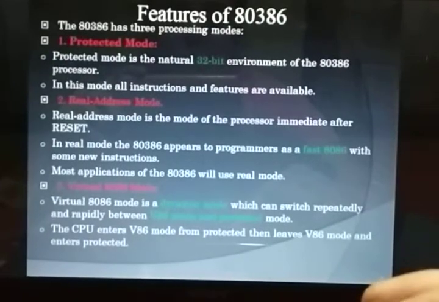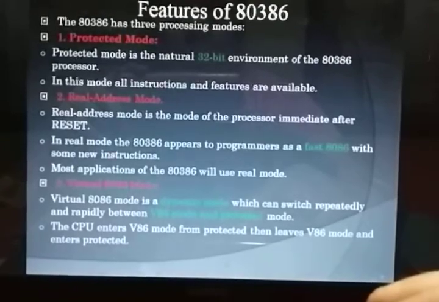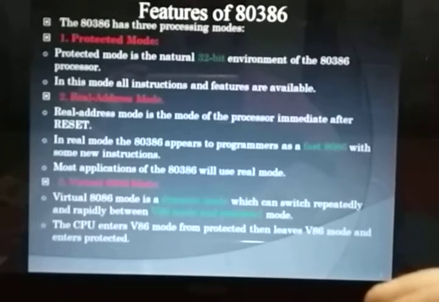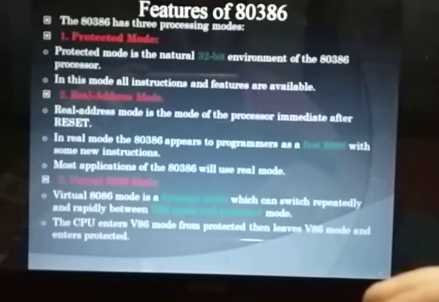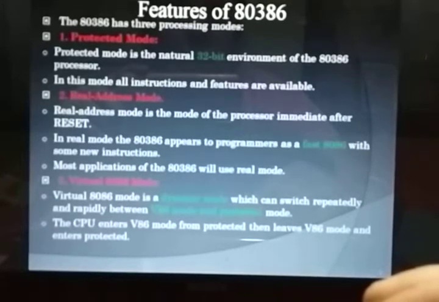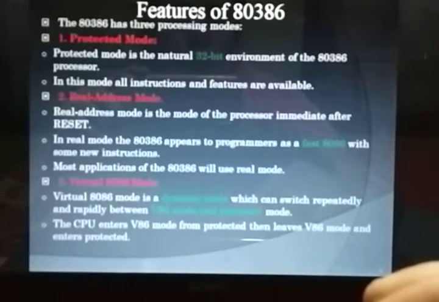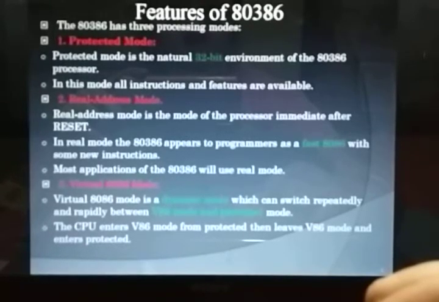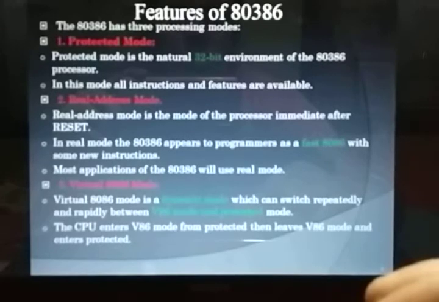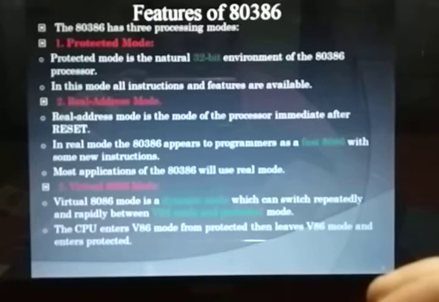Now your next feature is the processing mode. The 80386 has three processing modes: protected mode, real addressing mode, and virtual mode. So what is protected mode? Protected mode is the natural 32-bit environment of the 80386 processor. In this mode, all instructions and features are available. First we have to discuss real addressing mode, then you can easily understand protected mode.